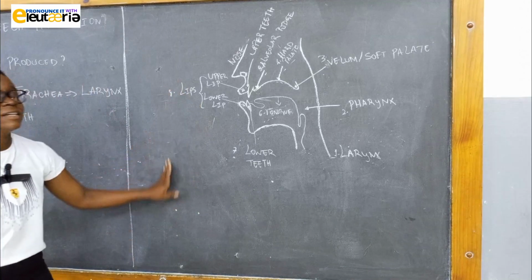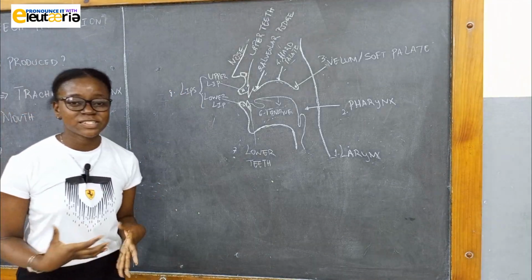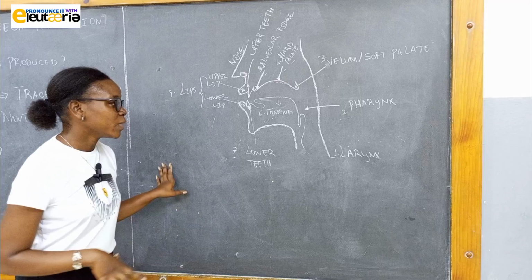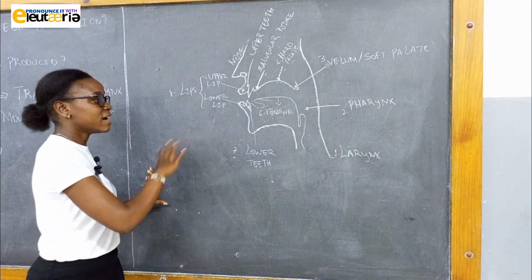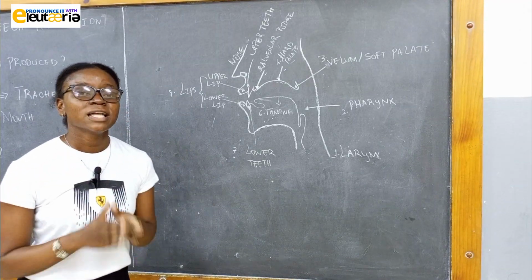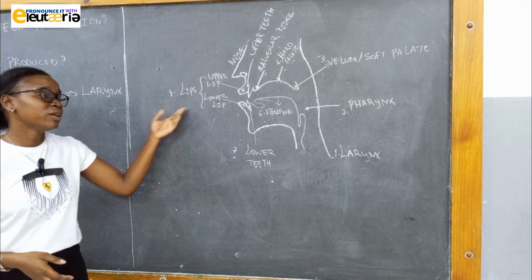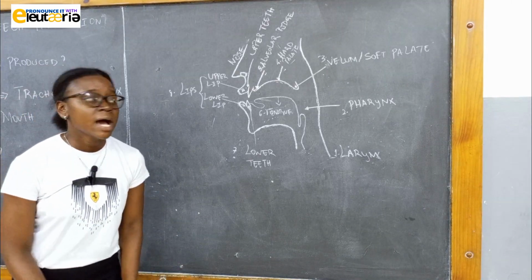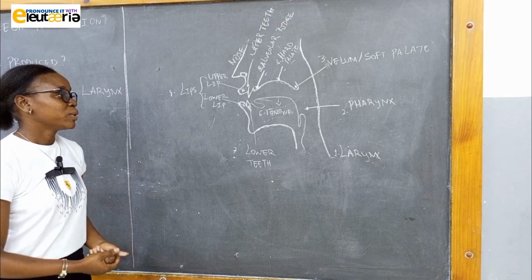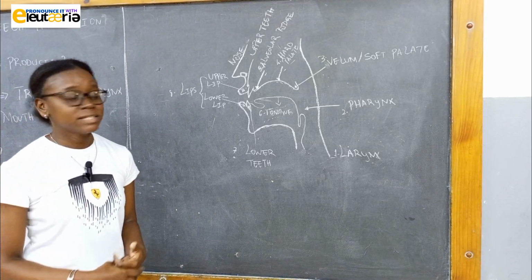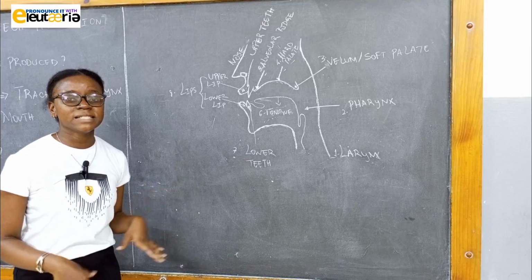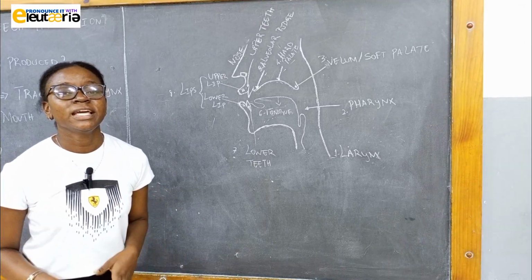So these are the main articulators that we find in the human body. These are the muscles that contract to produce speech. You may ask me which one of them is the most important. I cannot tell you, but we can all agree that each one of them plays a significant role in the production of speech.